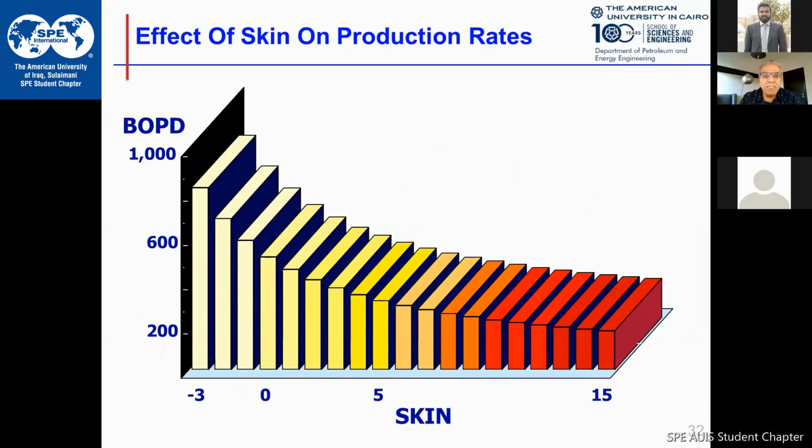As you can see in this figure, on the y-axis we have production in barrels of oil per day. It goes up to 1,000. And on the x-axis, we have skin, which is S. So skin can be negative, can be positive. As you can see, when the skin is positive, it adds to the denominator, and the production is reduced almost to 200.